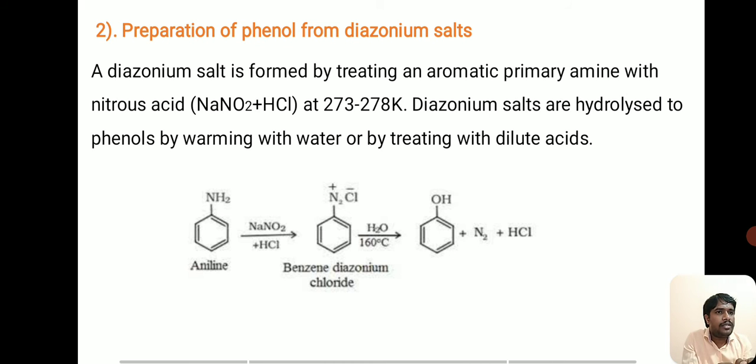Diazonium salts are hydrolyzed further by warming at 160 degrees Celsius with water or by treating with dilute acids, so that formation of phenol takes place with the elimination of nitrogen.